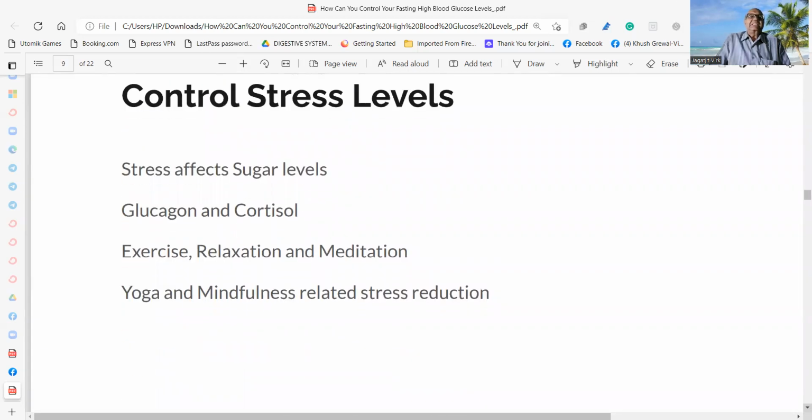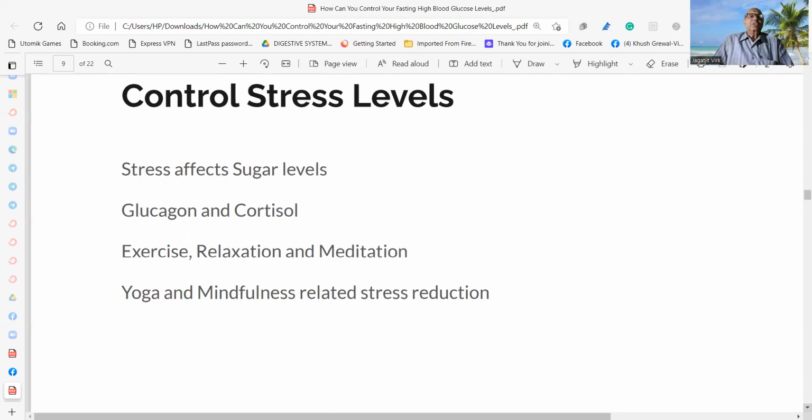Control stress levels. Stress affects your sugar levels because two main hormones are secreted: glucagon from the pancreas and cortisol from your adrenal gland. Both these hormones affect your sugar levels and increase them. Whereas exercise, relaxation techniques and meditation all lower your stress levels and your sugar levels.